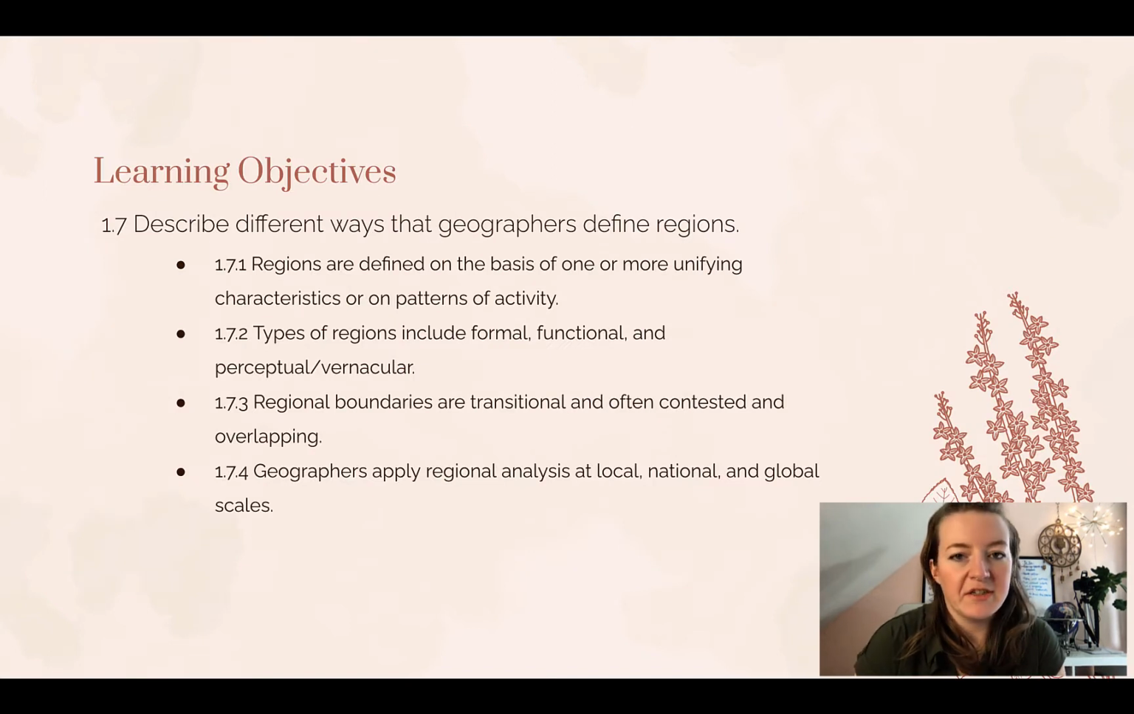Our learning objective is to describe different ways that geographers define regions, and there are several pieces to this. We're looking at the basis of one or more unifying characteristics or patterns of activity, types of regions, regional boundaries, and applying regional analysis.